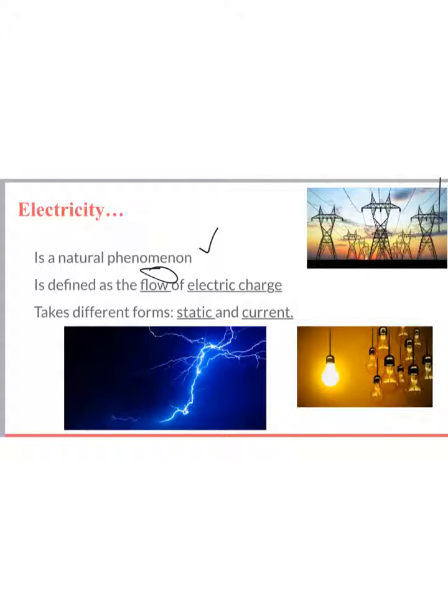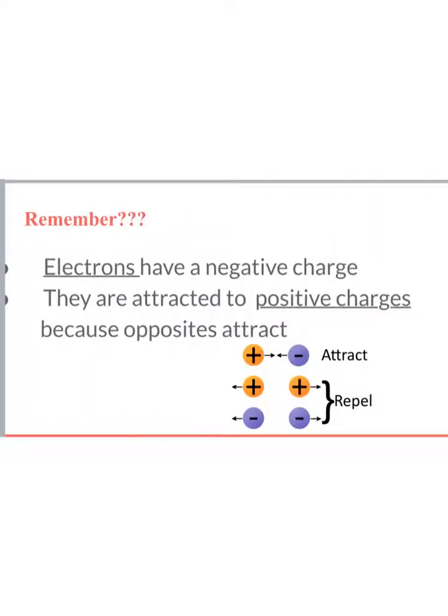And it takes two different forms: static electricity, that's like if you rub a balloon against your head and your hair stands on end, and current electricity. And current electricity is the only electricity we're going to focus on in our class. So if you remember, electrons have a negative charge, and their opposite charge is positive, and they're attracted to those opposite charges.